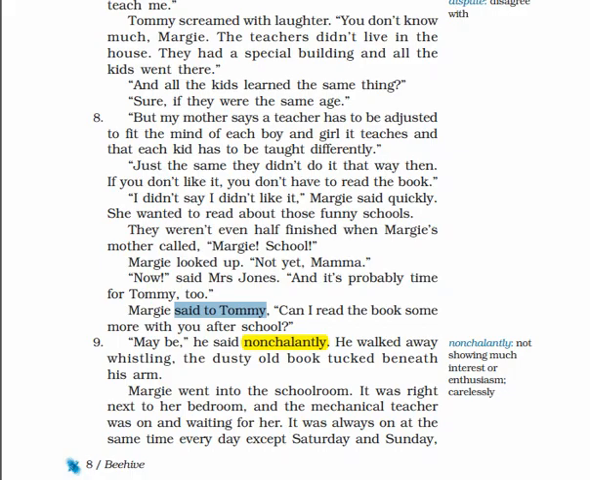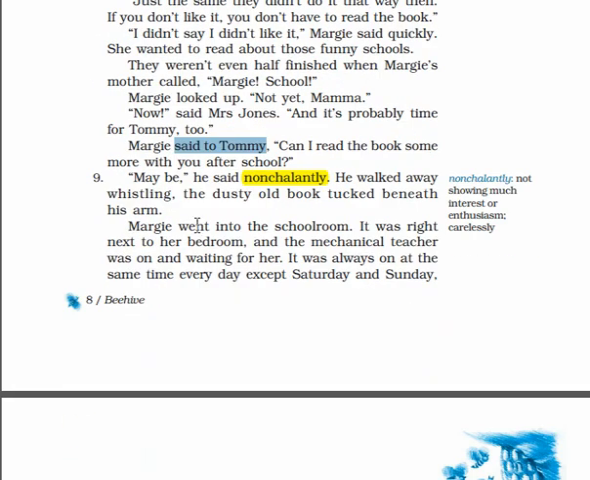Before heading off to school, Margie asks Tommy if she can read more of the book with him after school. Maybe, he said nonchalantly. He walked away whistling, the dusty old book tucked beneath his arm.